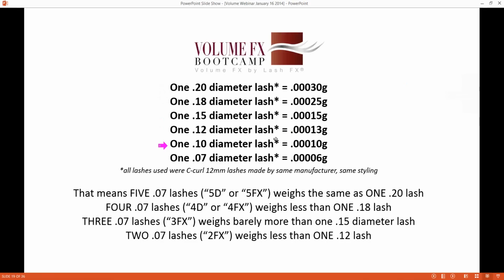Hey, when eyelash extensions first came out, guys, there were only 0.10 lashes in a J curl. We have come a long way. We have J's, B's, C's, CC's, D's. We have O lashes. We have lift lashes, L lashes. We have everything. And we have all these diameters and more. We have higher diameters and lower diameters than even what's shown on the screen here. But a 0.10 diameter lash in that C-curl weighs 0.00010 grams. And then one of our volume lashes, the 0.07 diameter lashes, weighs 0.00006 grams.